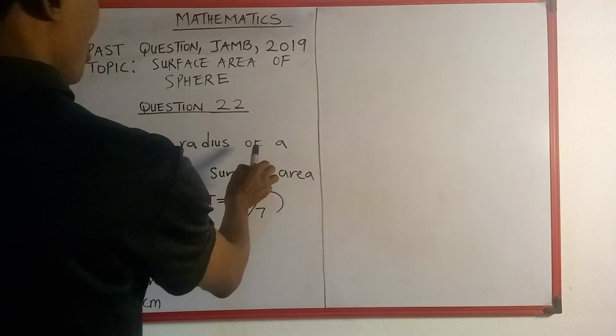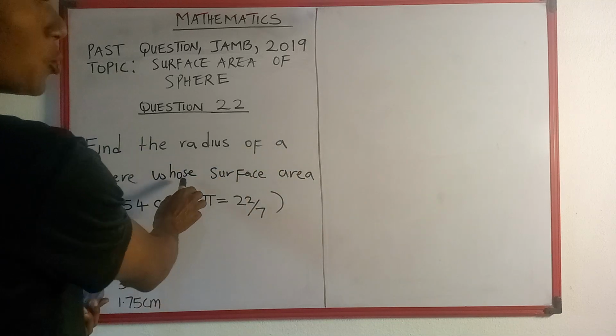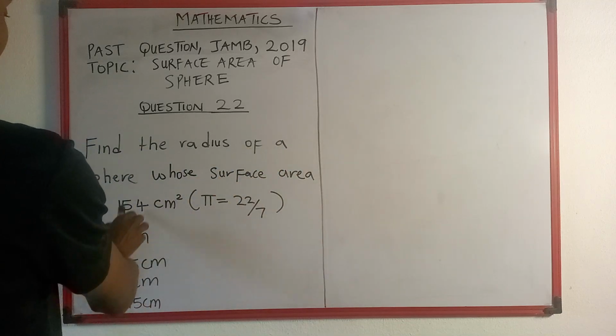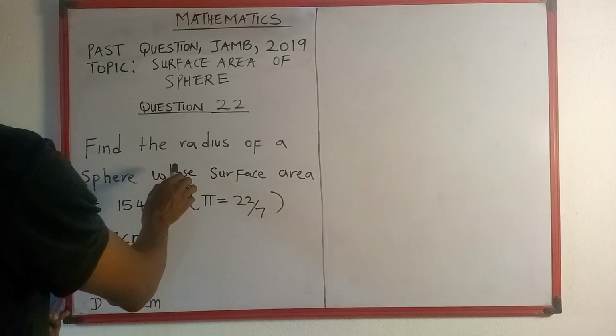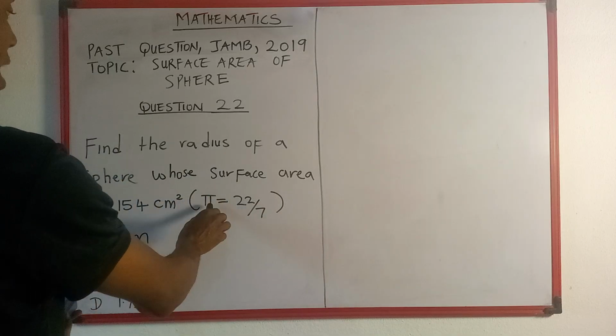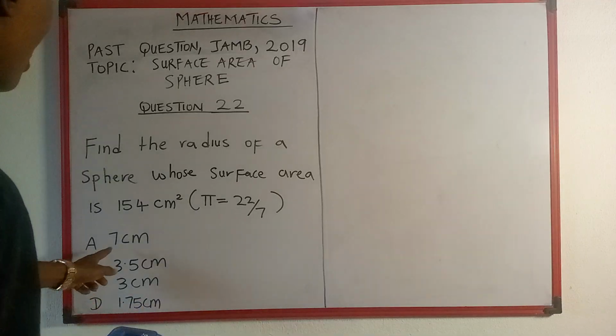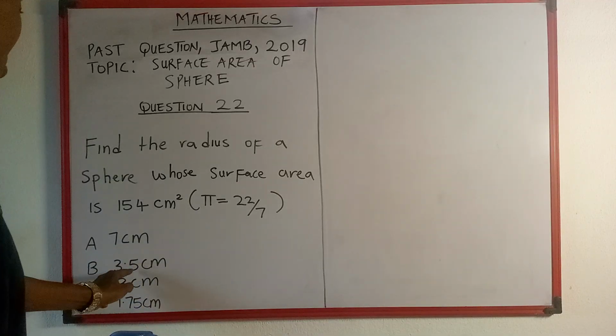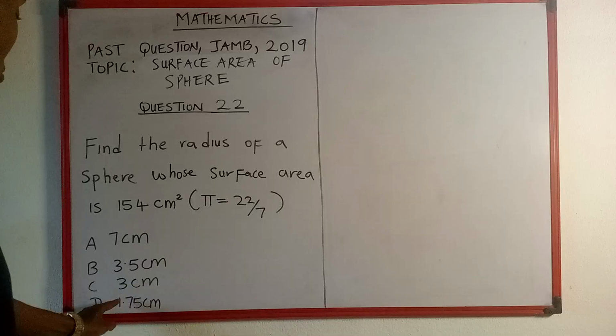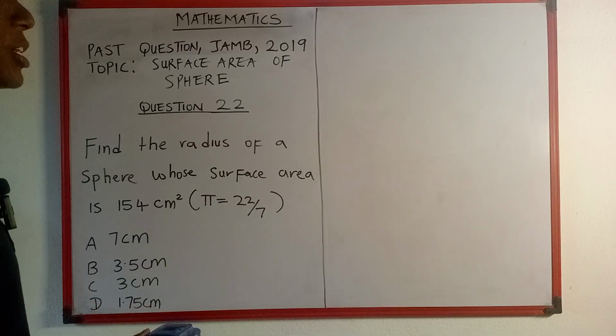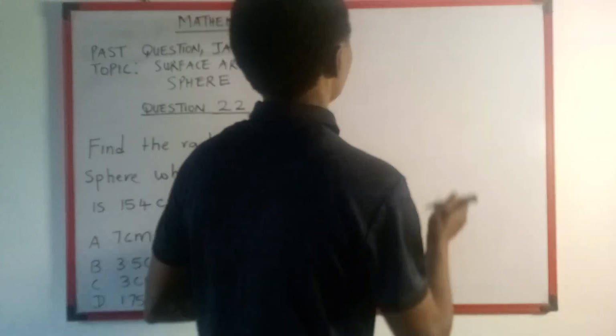Find the radius of a sphere whose surface area is 154 centimeters square. Open bracket, pi is equal to 22/7. So these are the options: 7 cm, 3.5 cm, 3 cm, 1.75 cm. Solution.